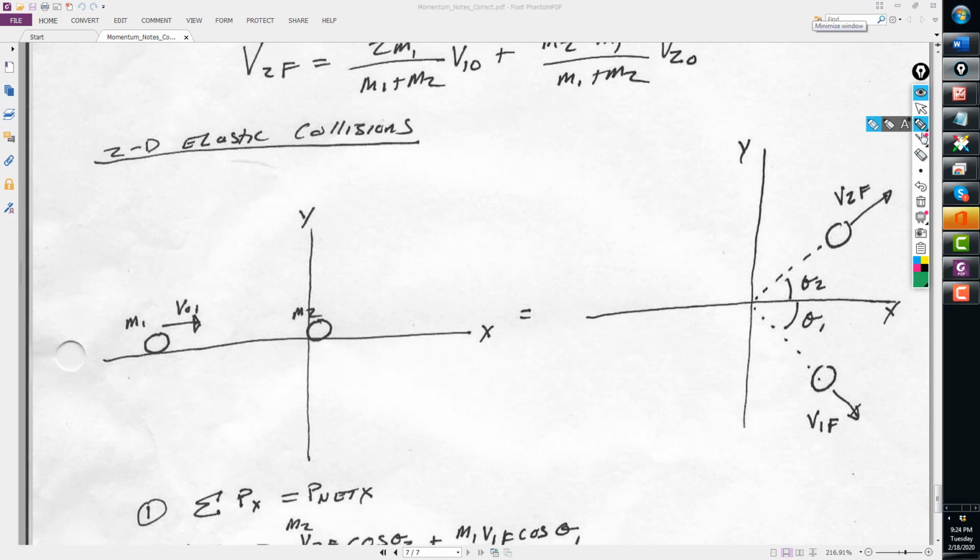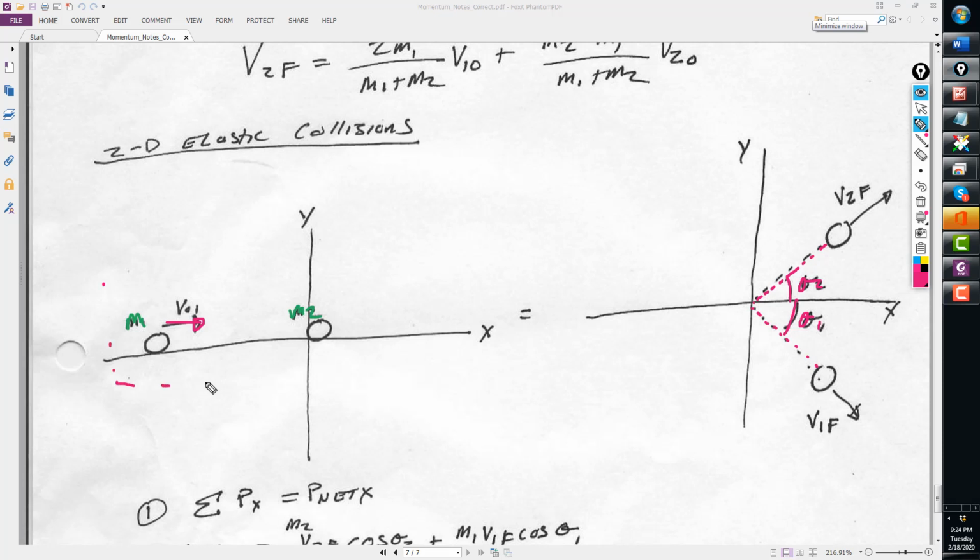Now, two-dimensional elastic collisions. Let's take this situation here. You have two different masses, mass 1 and mass 2, and they're moving along a line, and mass 1 is moving initially here. Mass 1 is going to strike mass 2, and they're going to go off in different directions. So you're going to have V final 2 and V final 1, and you're going to have theta 2 and theta 1, like this. Notice in the beginning, where is your momentum?